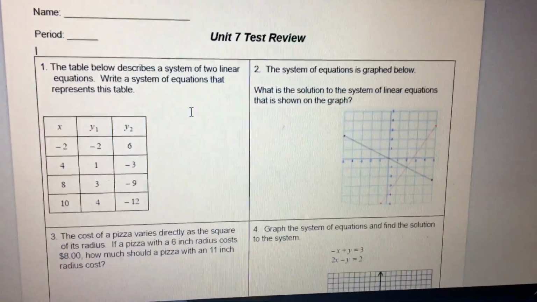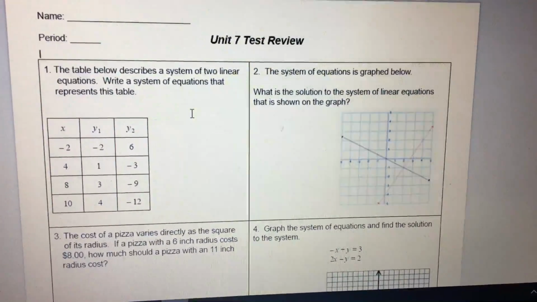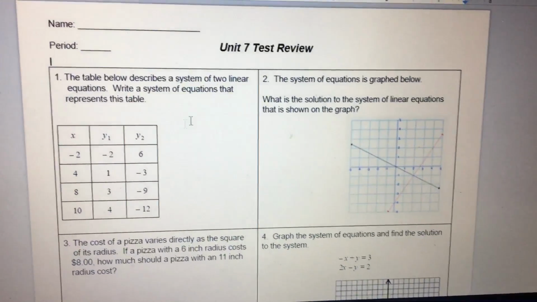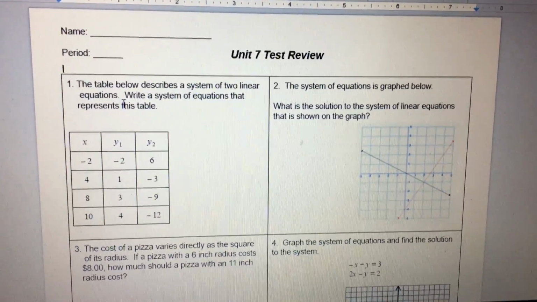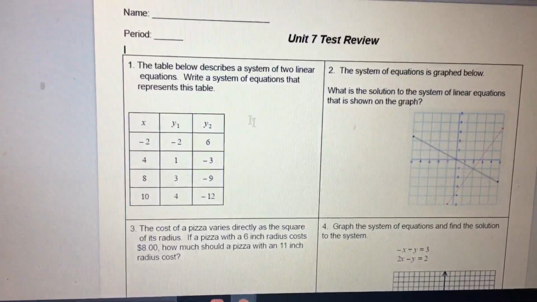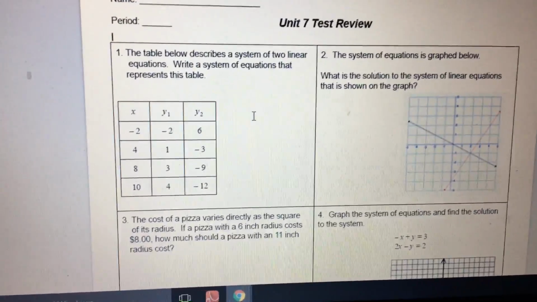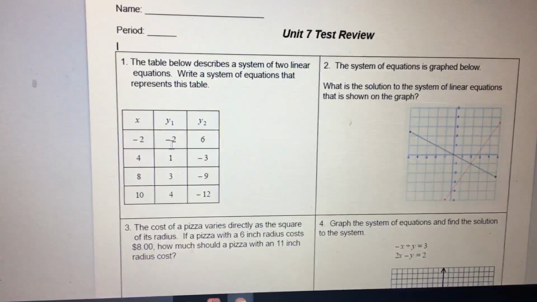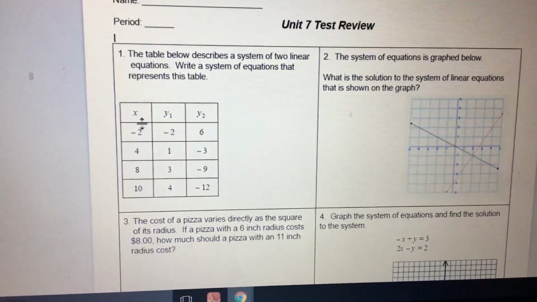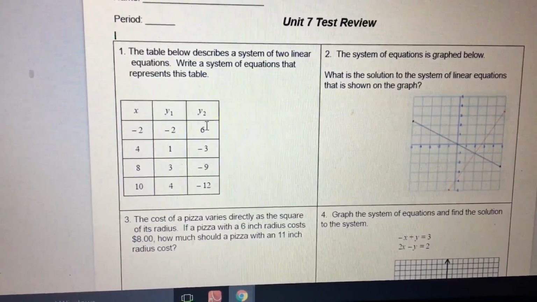I already went over the Unit 7 test review with you today, so I'm just going to talk about some things real quick on this computer edition of this video. First off, on the table, remember you can enter those into your calculator as each table. Remember, it's the x and the first y will give you the first equation, the x and the second y will give you the second equation.